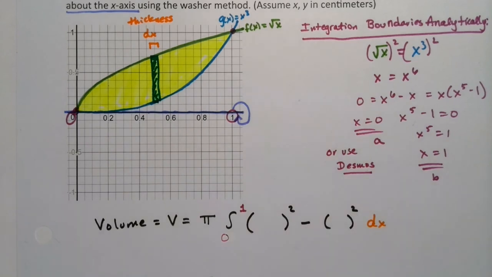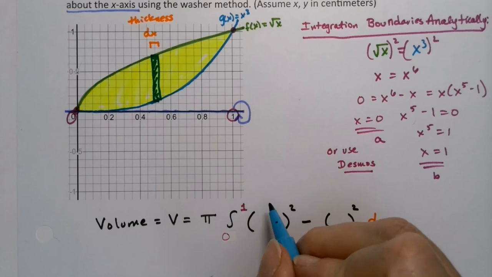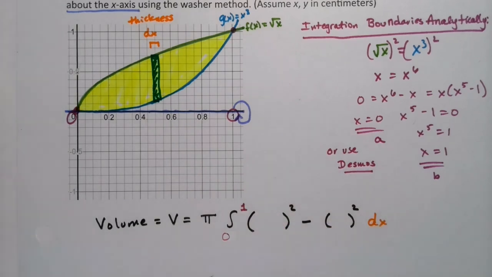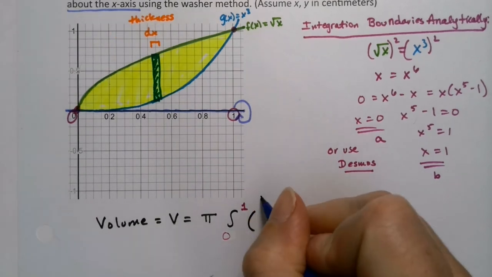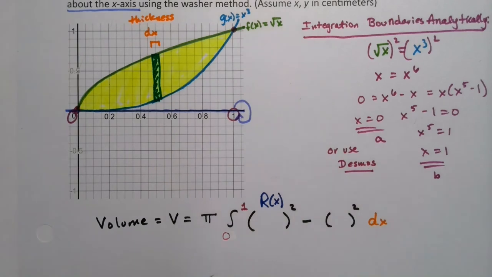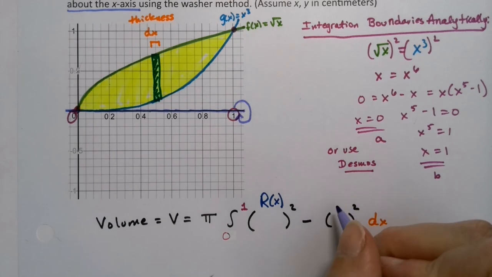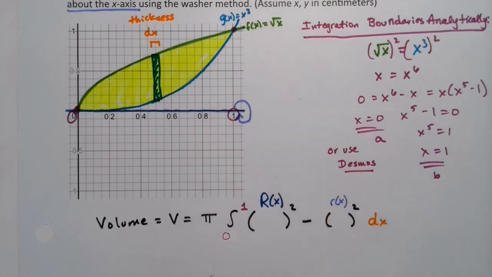So I guess I didn't really need to make that so little, but I was trying to say that one of them is capital R of x. Actually, let me just do it in this color. One of them is capital R of x, and one of them is little r of x. So one of them is larger than the other.